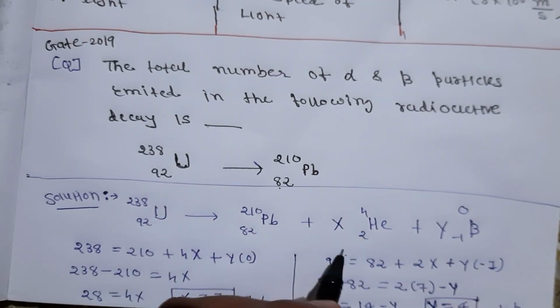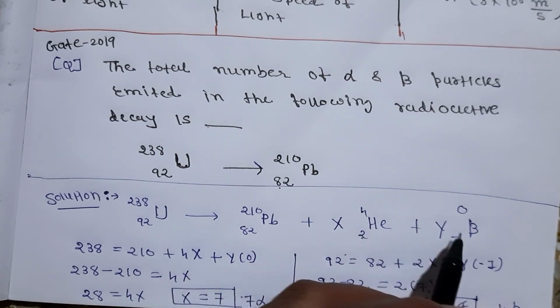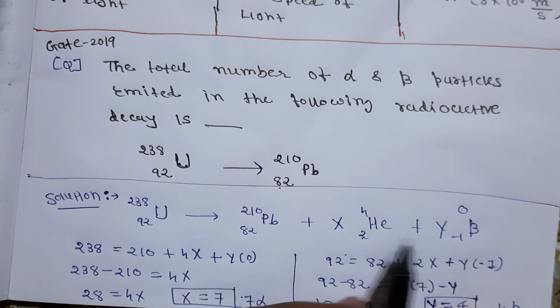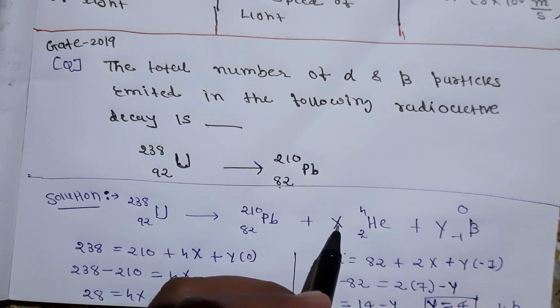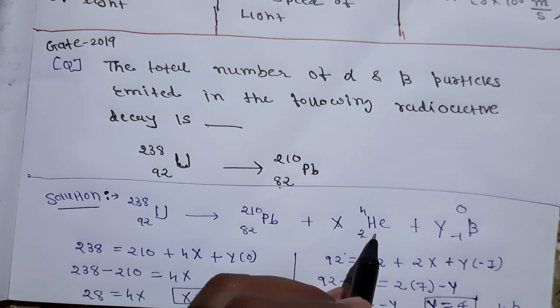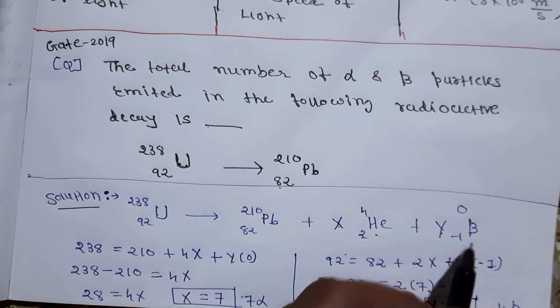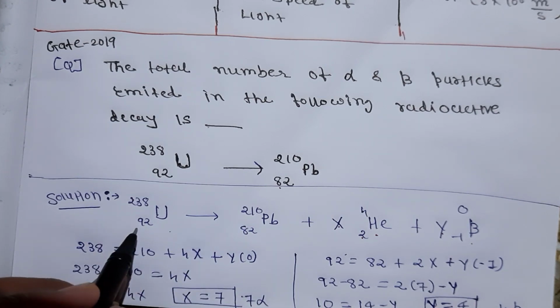We know that an alpha particle is a helium nucleus having atomic number 2 and atomic mass 4, and a beta particle has -1 charge and no mass. Suppose in this reaction x alpha particles and y beta particles are emitted, and from this reaction we get two equations, from atomic mass and atomic number.